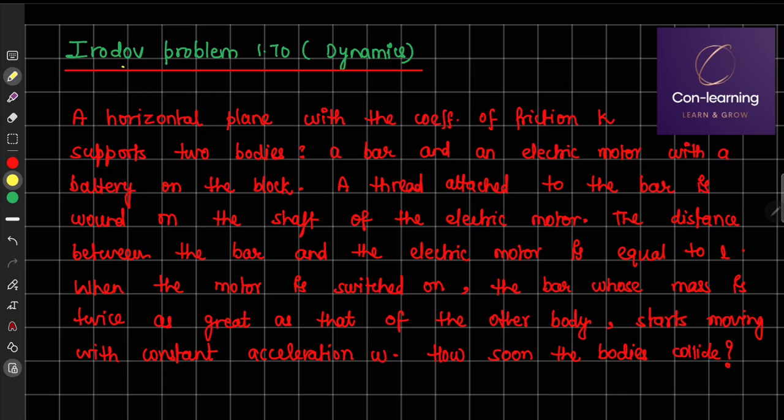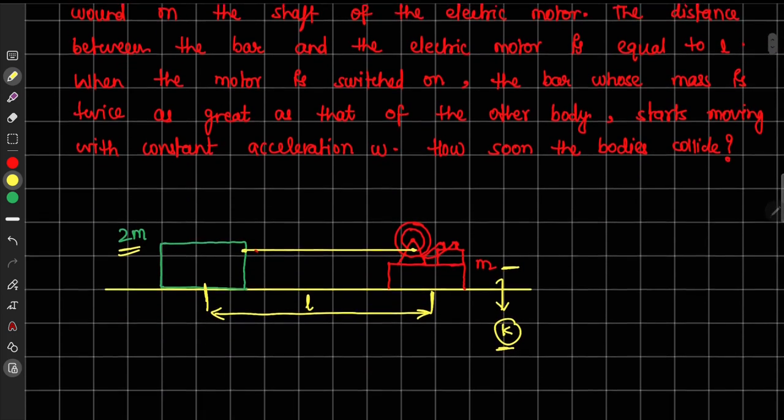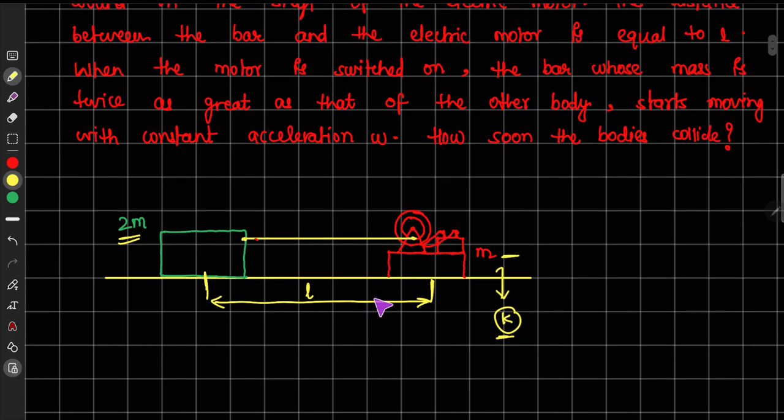Hello everyone, in this video we are going to solve problem number 1.70 from Irodov, which is related to dynamics. Let us first understand the problem, and then we will solve it step by step. We have a horizontal surface, and the coefficient of friction between the surface and the masses is given as K. We have two masses, 2m and m.